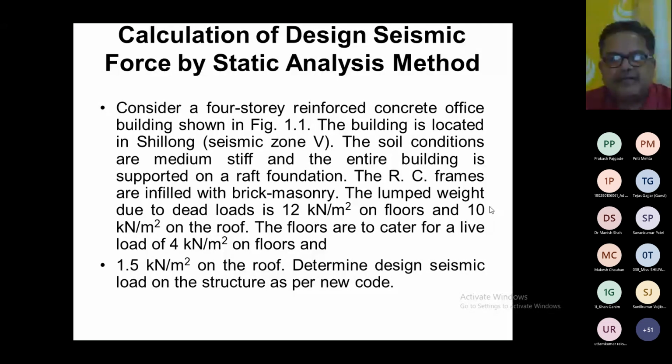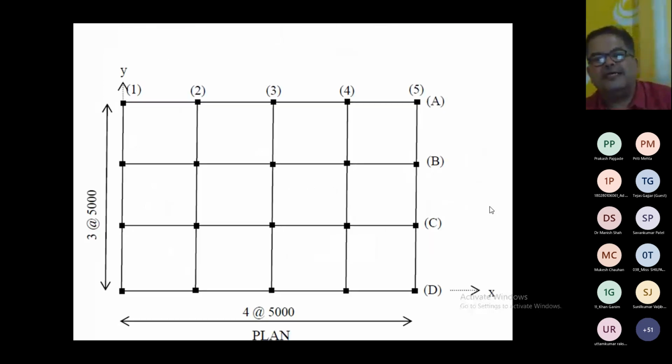The soil conditions are given. The entire building is supported on raft foundation. The RC frames are filled with brick masonry, so infill walls are there. The lumped weight due to the dead load is 12 kN per square meter on the floor and 10 kN per square meter on the roof. The floors are to cater for a live load of 4 kN per square meter on the floor, 1.5 kN per square meter on the roof. Determine the design seismic load as per the code.